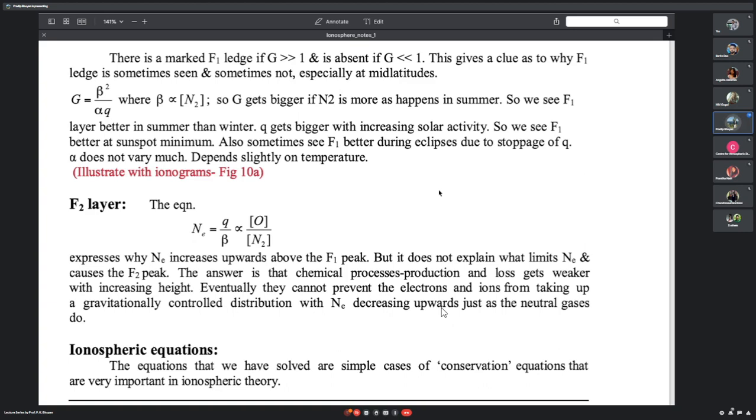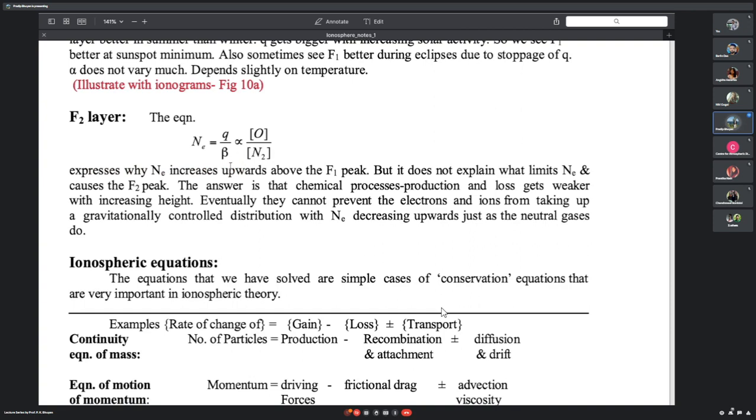So the equation N is equal to Q by beta, O by N2. This is the principal coefficient as well as the neutrals, which determines the F2 layer. So total number of electrons in the F2 layer will depend on the production and the coefficient. This is the recombination coefficient. So beta and Q will determine the amount of Ne, okay? So because these two are proportional to O by N2, O by N2 will control the electron density in the F2 region, above the F1 peak.